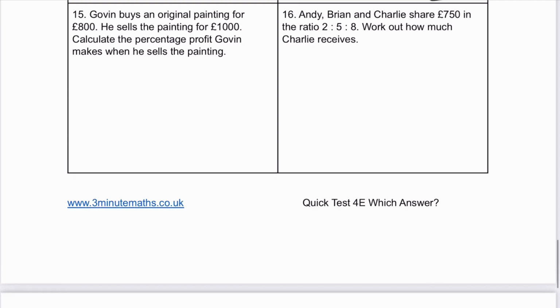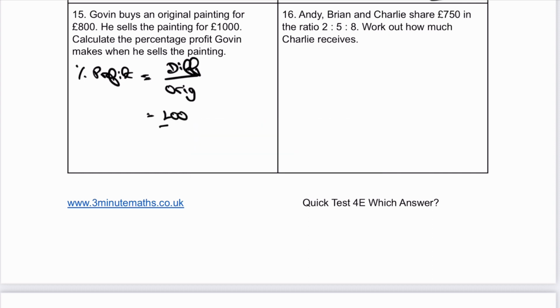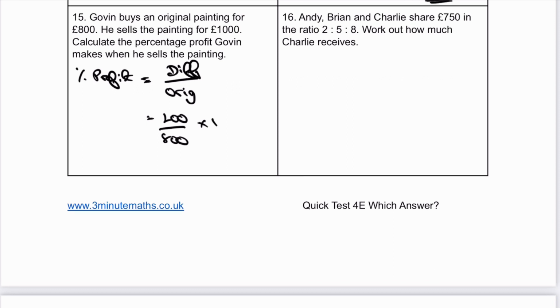Govin buys an original painting for £800 and he sells the painting for £1,000. Calculate the percentage profit. Well, percentage profit is going to equal the difference divided by the original. So the difference between what he bought it for and what he sold it for is £200, and the original price was 800, and then I need to make that into a percentage, so I'm going to multiply through by 100.